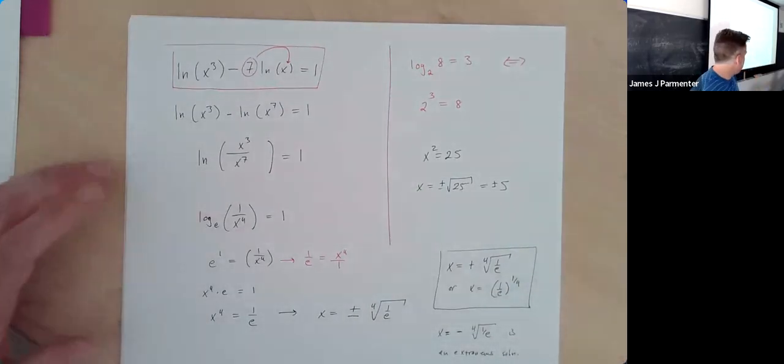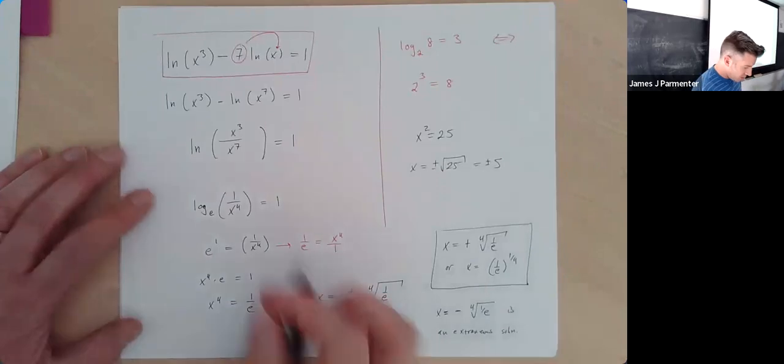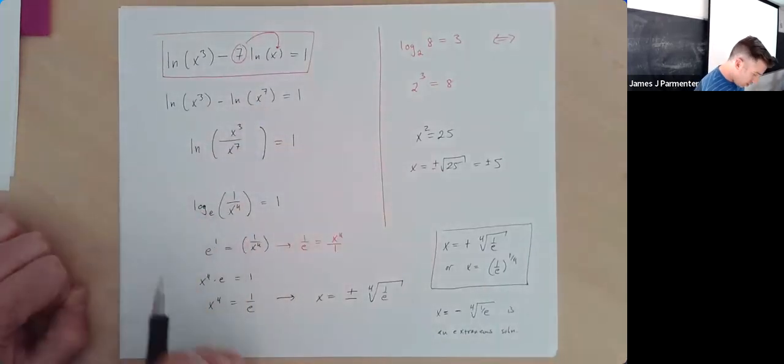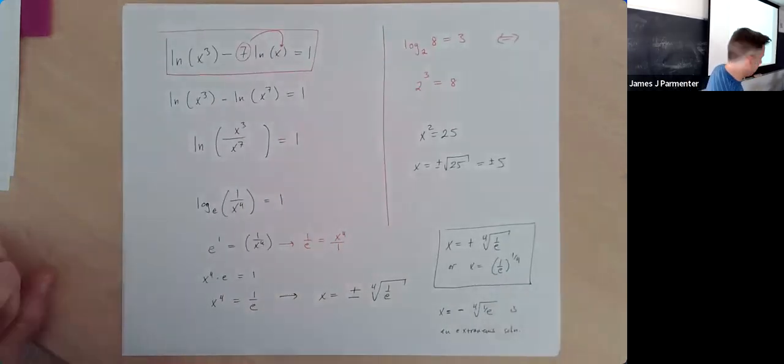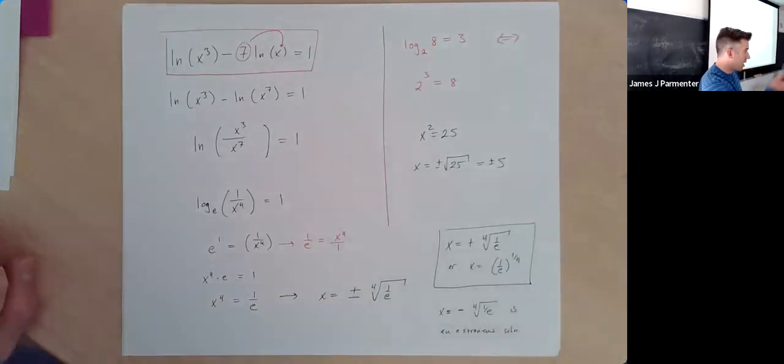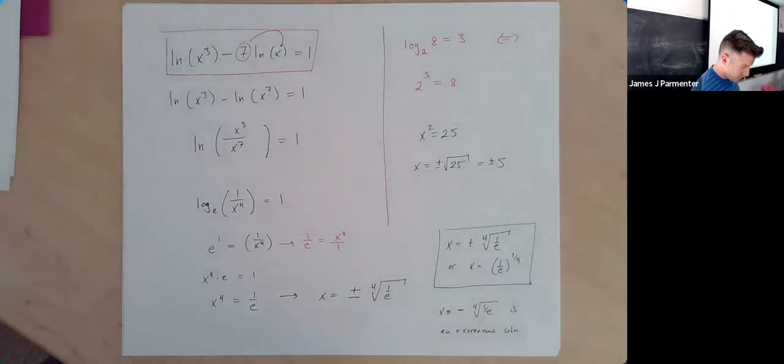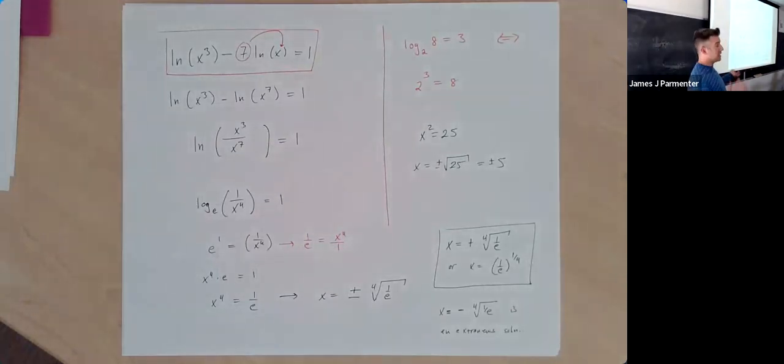Sometimes you introduce the possibility of extra solutions when you simplify a logarithmic expression. It's not a solution because there can't be a negative number. We can't take the natural log of a negative number, or I can't take any log of a negative number or 0.